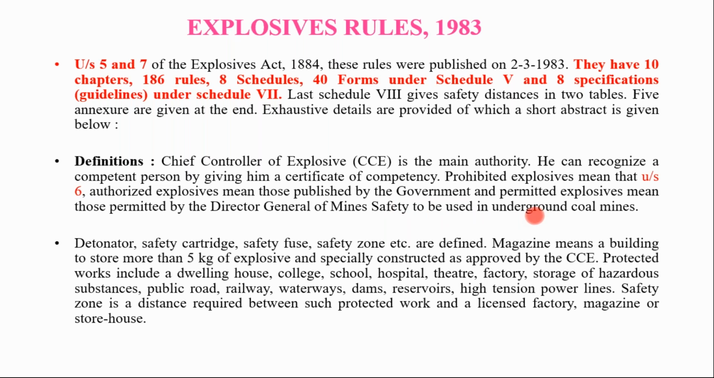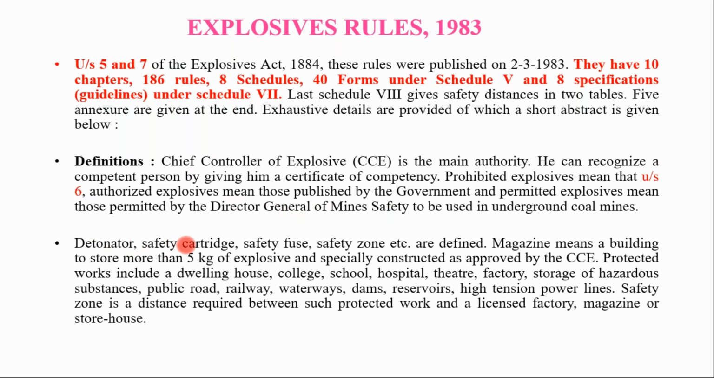So when explosive substances are used in coal mines or the mining industry, that permission is given by the Director General of Mines Safety. The other explosives, which are not used in coal mines, are permitted by the government, and all this authority or power is given to the Chief Controller of Explosives. So the Chief Controller of Explosives is the main competent authority for explosives. And when we are talking about explosives used in coal mines, the main person is the Director General of Mines Safety.